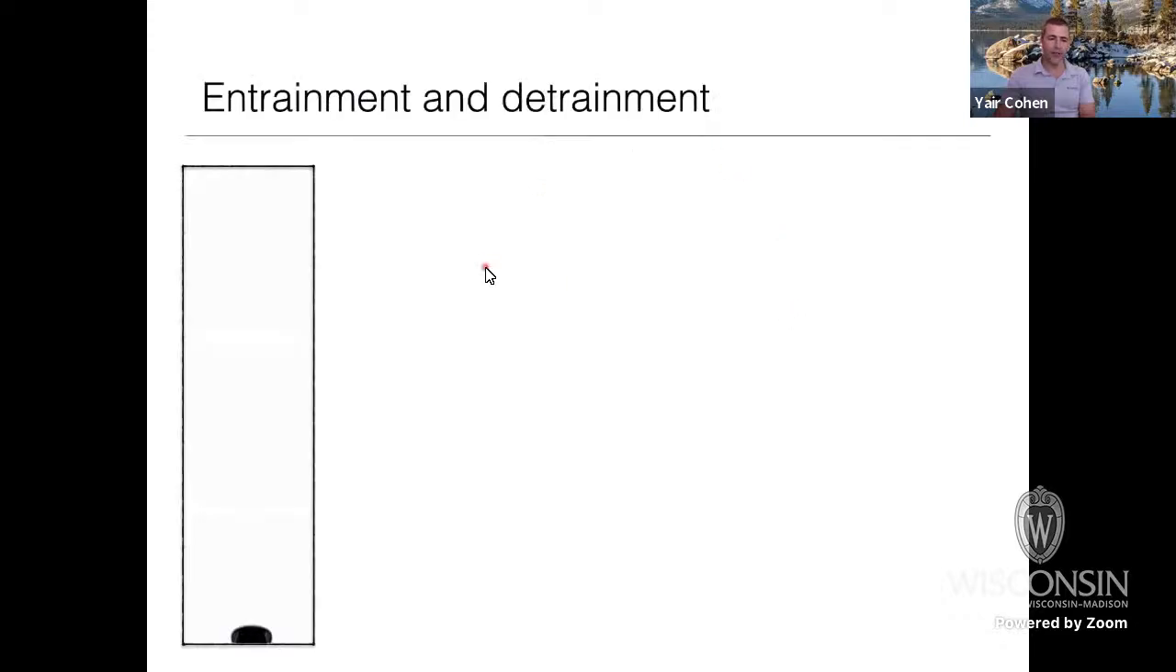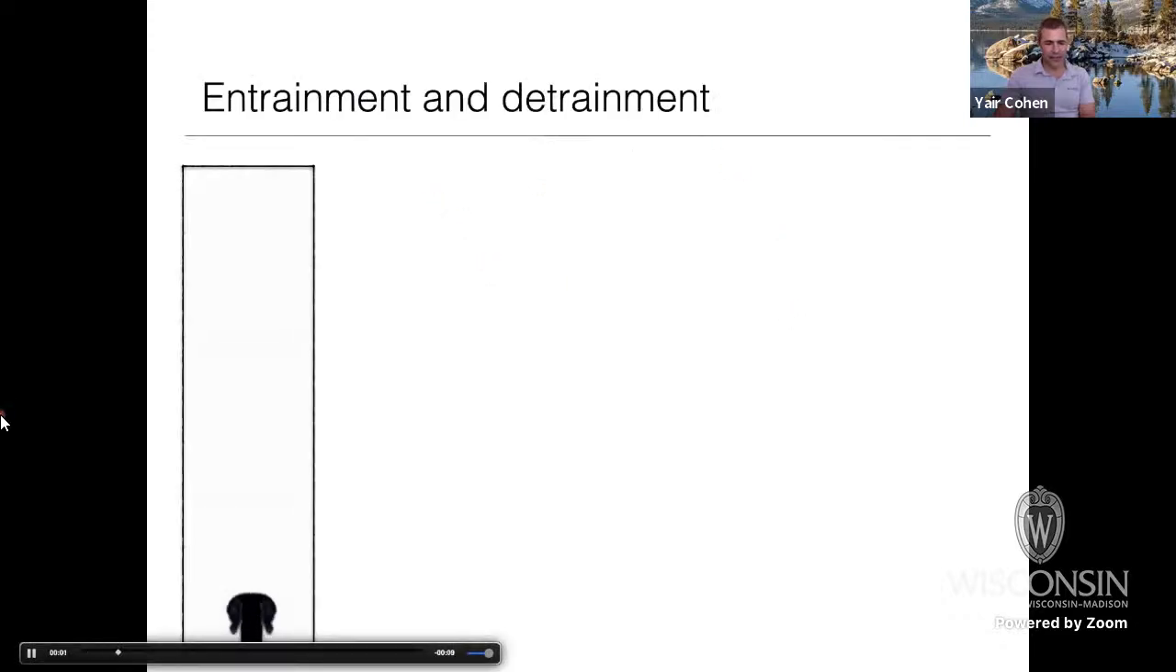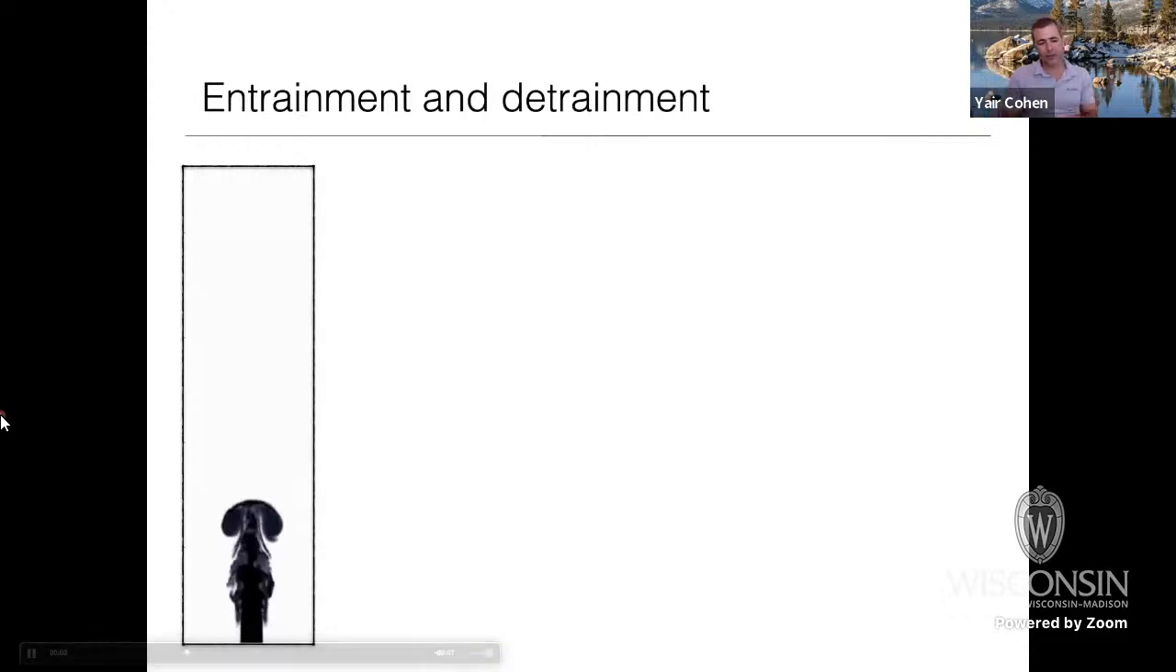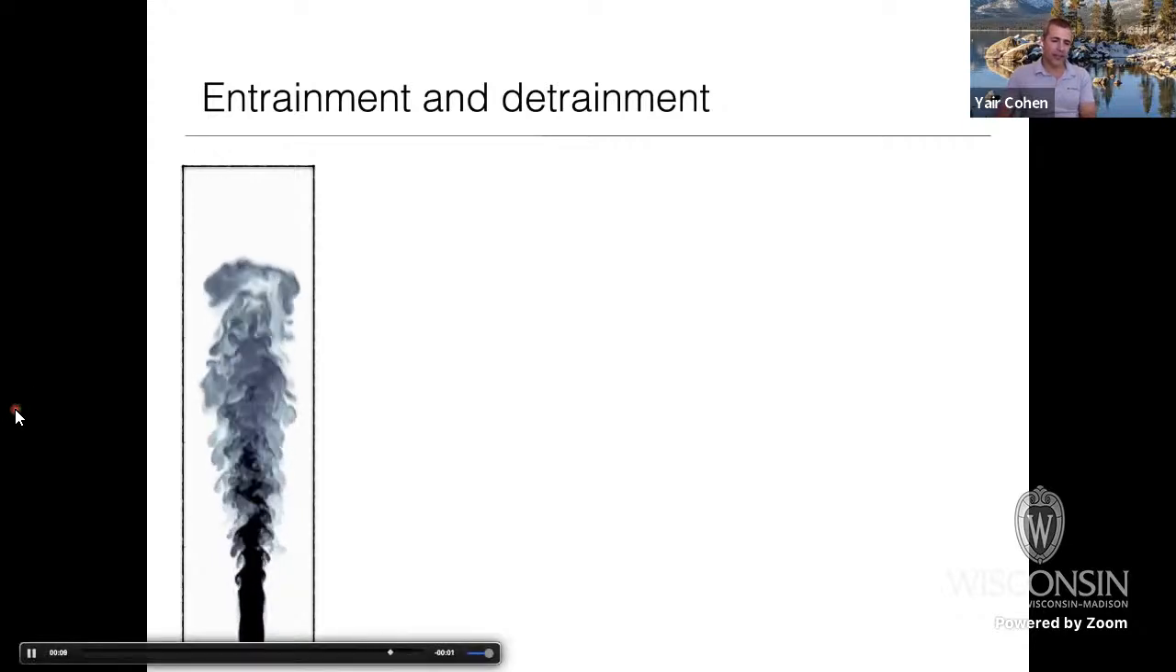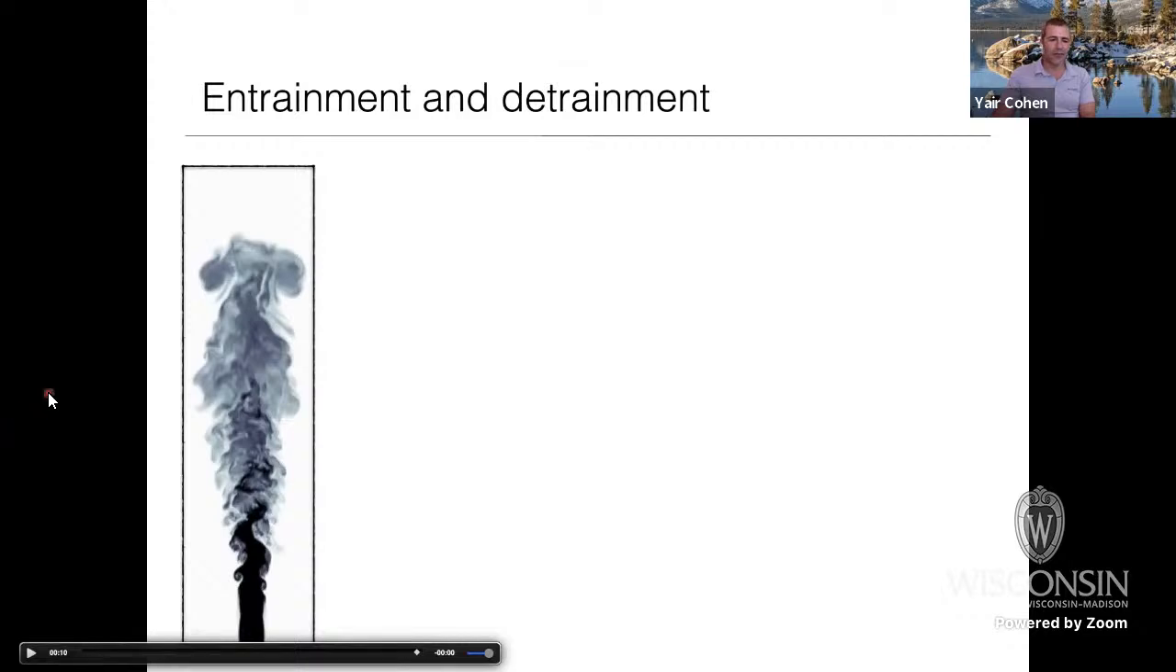So the first one would be entrainment and detrainment. So here is an updraft, quote unquote. It's actually dye falling in water, but you wouldn't know, I flipped it upside down. And what you see here, if the color represents, let's say, the momentum or the concentration of tracer, is that as the updraft goes up, it mixes with the environment and the color fades.